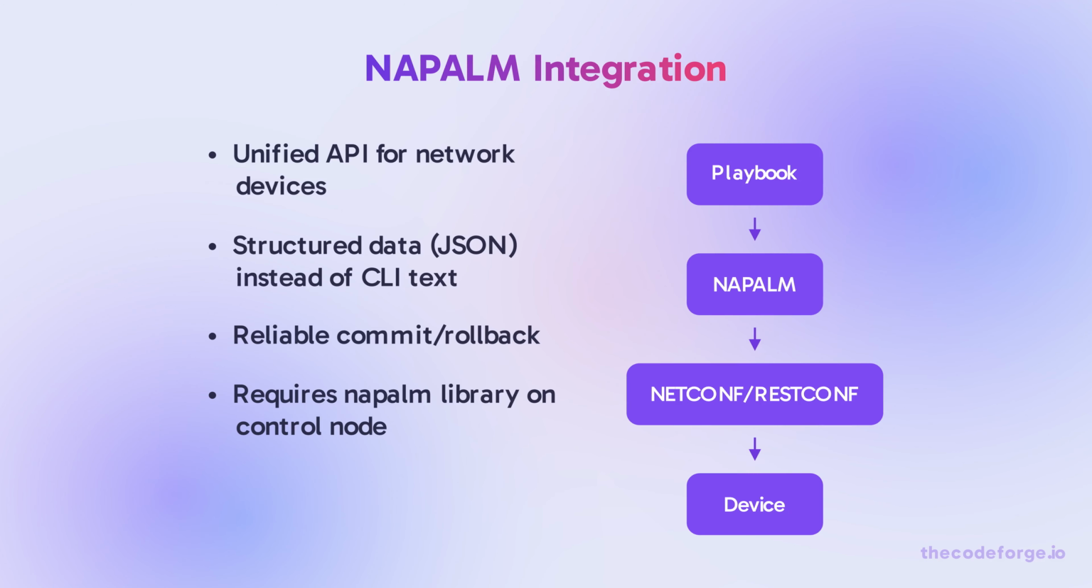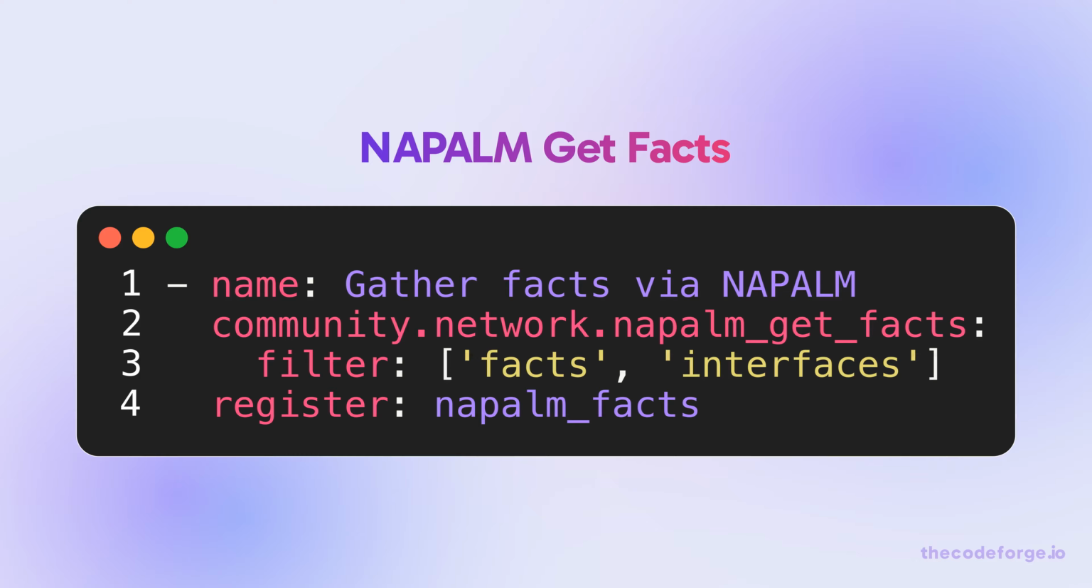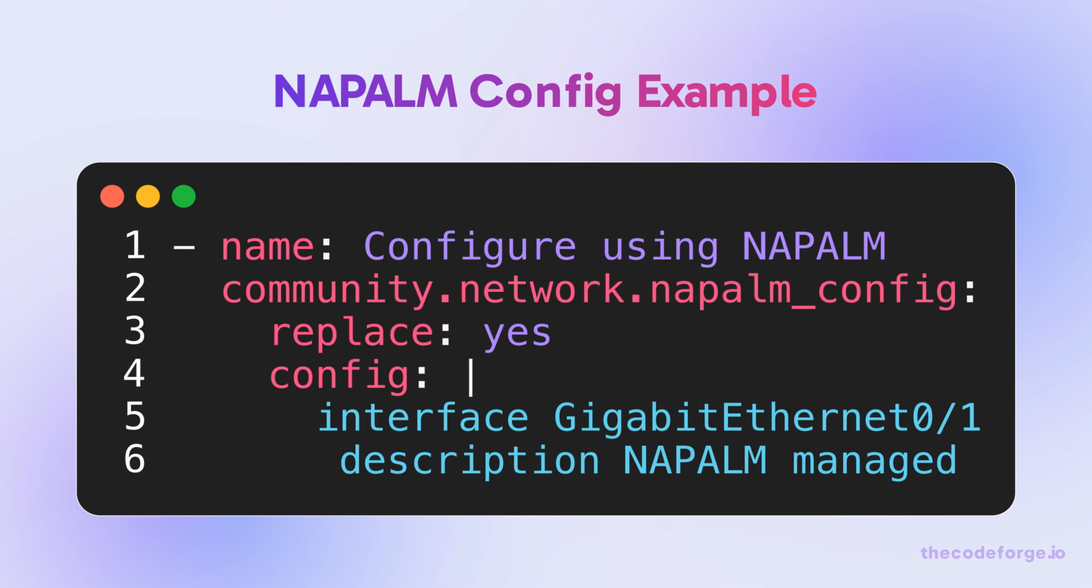NAPALM provides a higher-level abstraction via the community network NAPALM modules, using APIs like NETCONF for operations that are more reliable than CLI scraping. NAPALM get_facts returns structured data in JSON format, making it easier to work with than CLI text. NAPALM config with replace is idempotent and supports commit confirm for safe rollback.